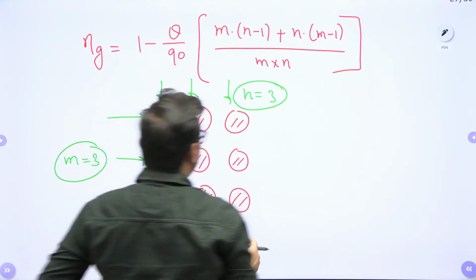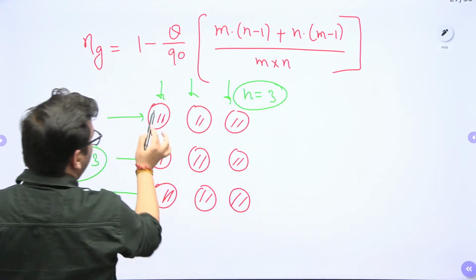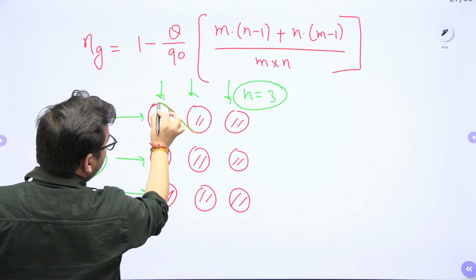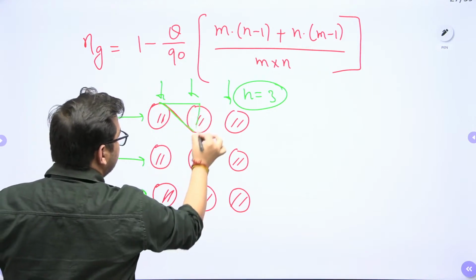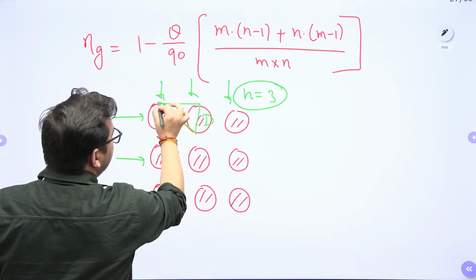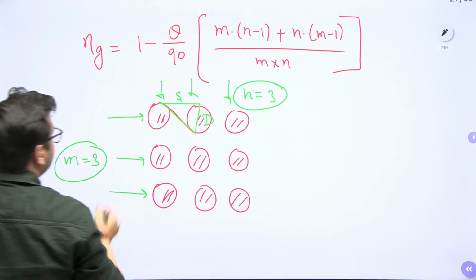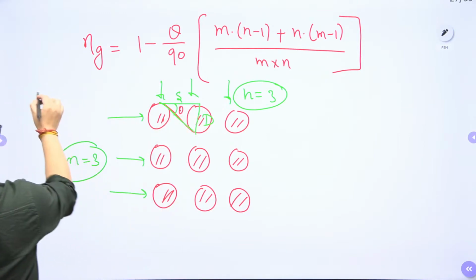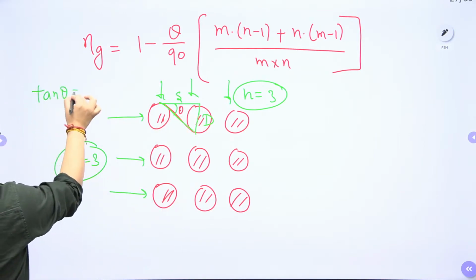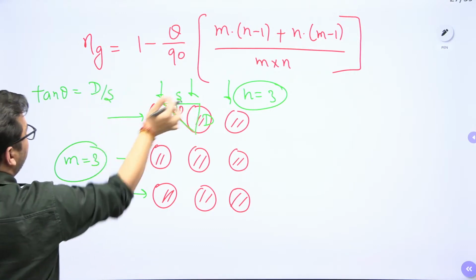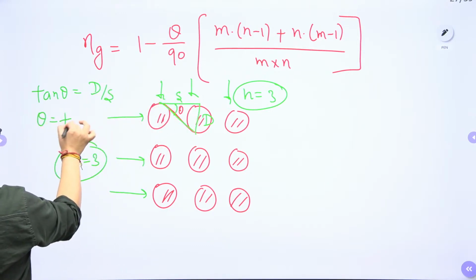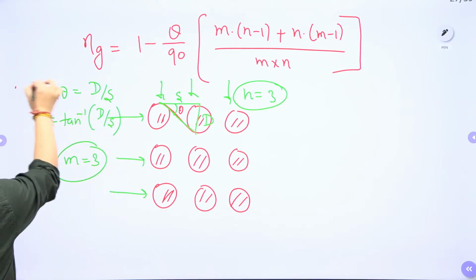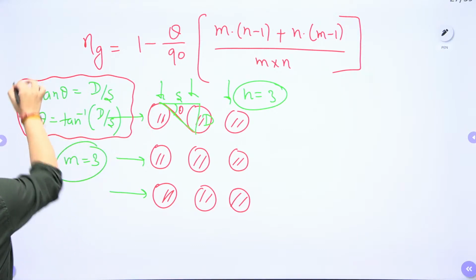What is this theta value? This theta value is the angle made by one pile with the second pile. Clear? So this is the d value, and this is your spacing between the piles, s. If I take this angle as your theta value, tan theta is equal to d by s, that is perpendicular by base. So theta will be tan inverse of d by s. I hope this is also clear.